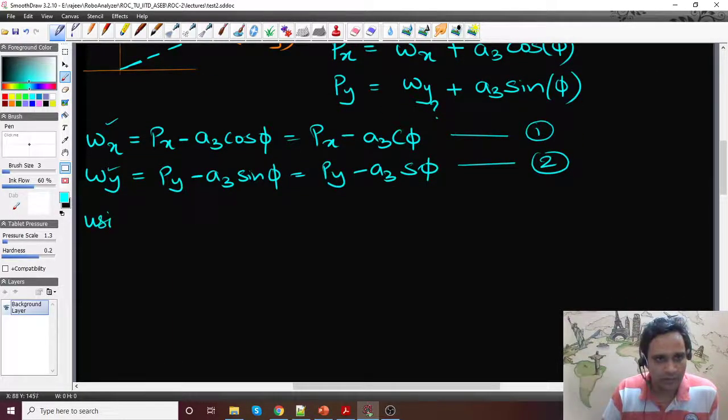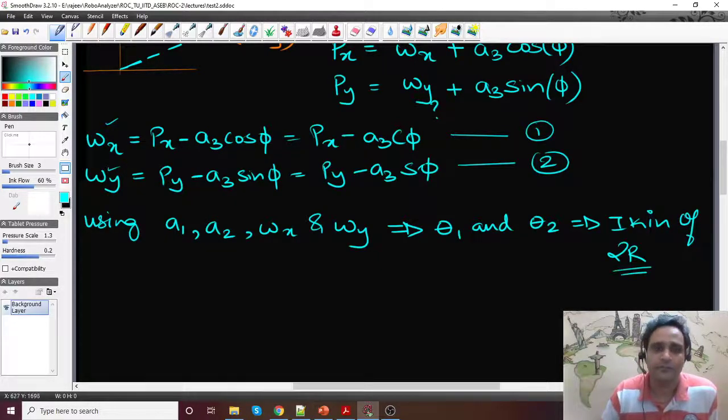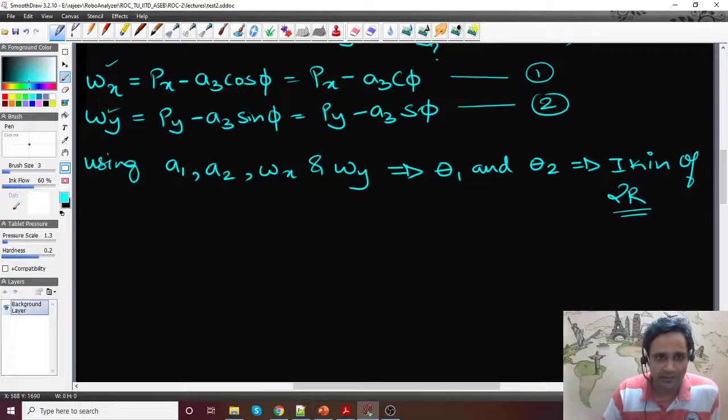Now using a1, a2, wx and wy, we have to find theta 1 and theta 2. So this is nothing but inverse kinematics of a 2R robot or manipulator. We have done it in the previous video. So I'll just take the expressions directly because obviously I don't want to repeat it. Here wx and wy will appear instead of px and py.